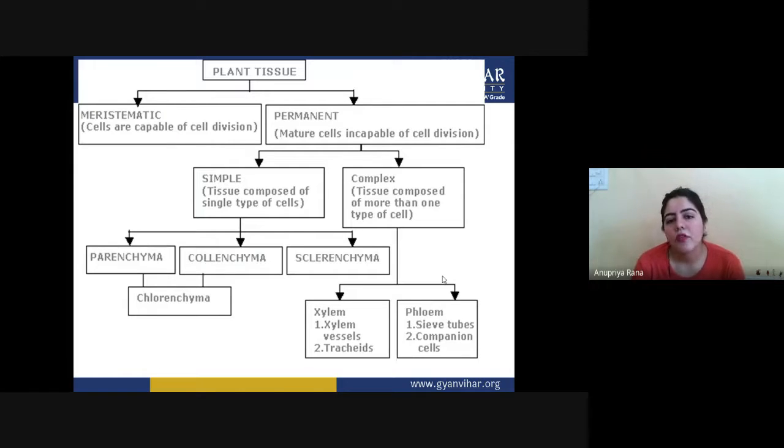If we see the further fragmentation of the permanent tissue, the meristematic tissue majorly does not have any subcategories, because these tissues do not have that much life to divide into further integration. But the permanent tissue, which has to be present throughout the life of the plant, is why we divide it into two broad categories. The first category is simple, the second one is complex.